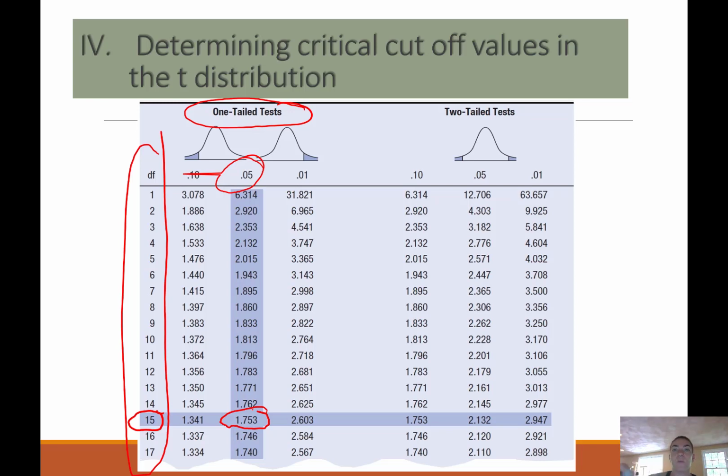That means that once I conduct my test fully and calculate my sample test statistic, if it falls beyond a critical cutoff value of 1.753, or in other words, if it falls in this rejection region, I will be able to reject my null hypothesis.